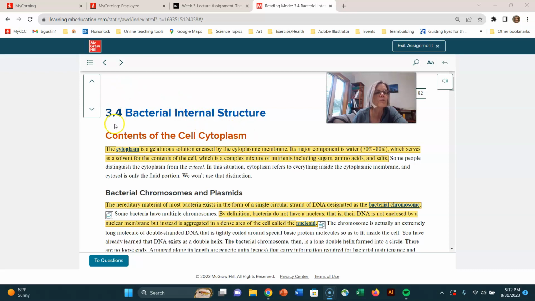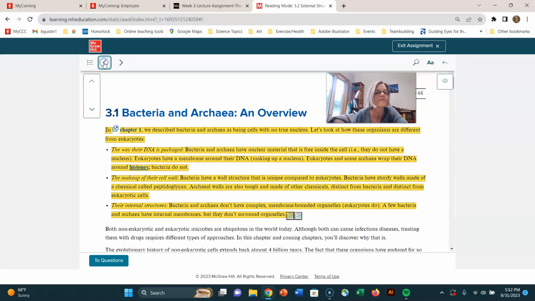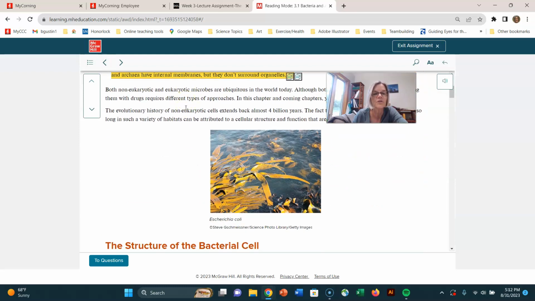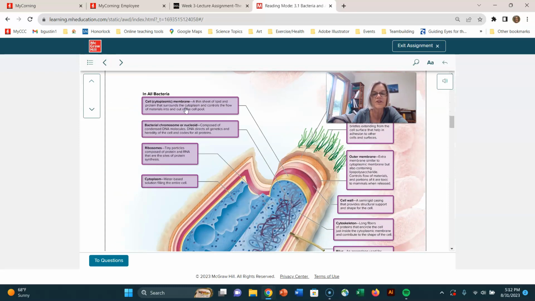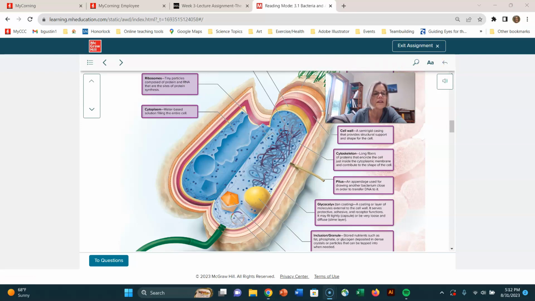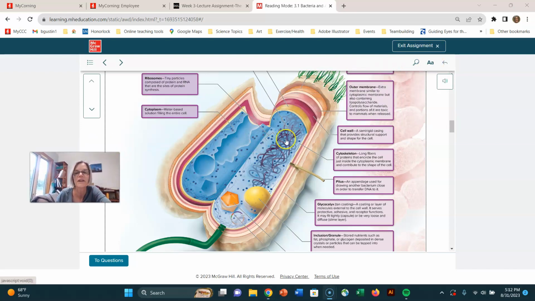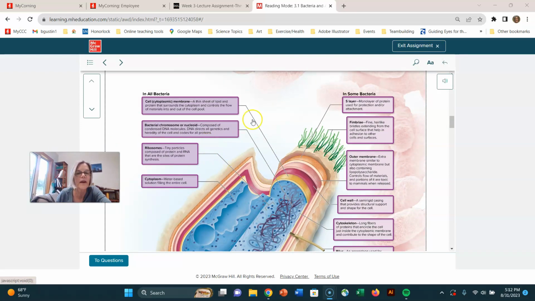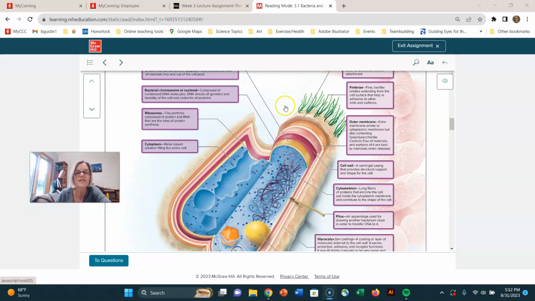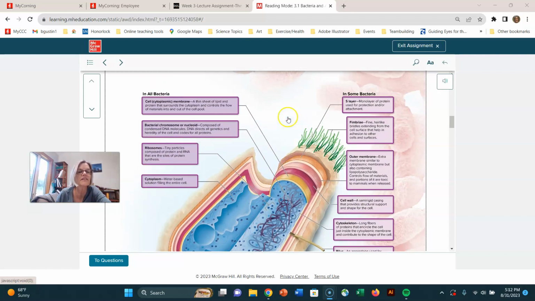Before we do that, I'm going to go back to section 3.1 and remind you of this picture. There we go. This is a great place to go back and remind yourself of the parts that we're going to talk about inside of the cell today. Inside of the cytoplasmic membrane, right there, that yellow layer.